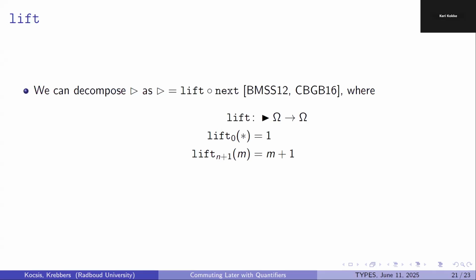So the main observation to solve this problem is that we can decompose the later modality, which was observed by Birkedal and also Clouston, into two components. One of which is this lift operation, which has a different type than the later modality, and it somehow extracts the essence of the idea of shifting to the future but gives it a stronger type. And therefore, the idea was that we can investigate how this modality interacts with the quantifiers.